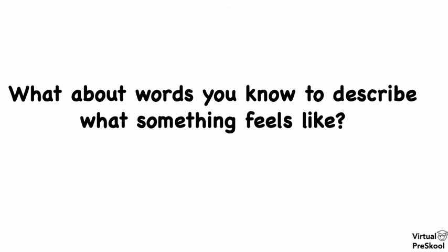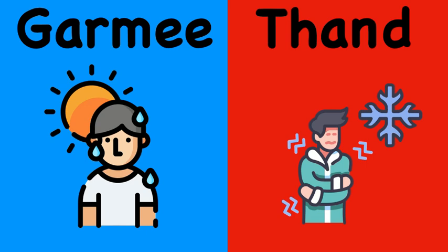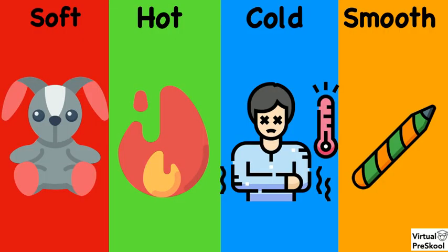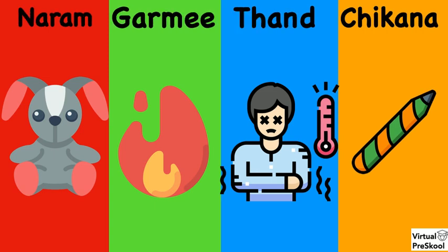And what about some Hindi words to describe what something feels like? Garmi and thand. Garmi and thand, hot and cold, right? That describes what something feels like. Or what about other words like soft and smooth? Soft in Hindi is naram, and smooth in Hindi is chikna.